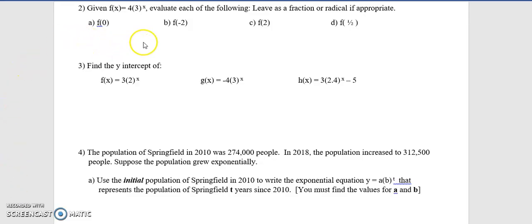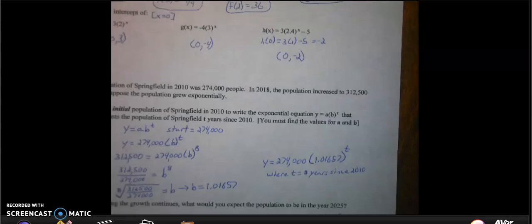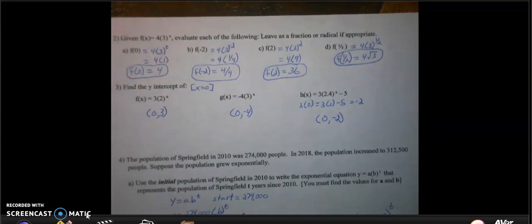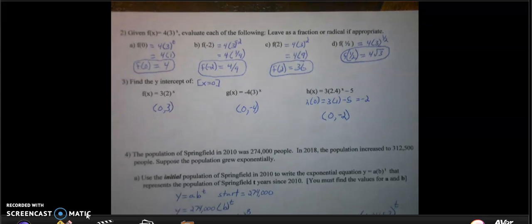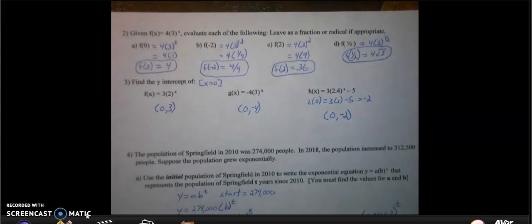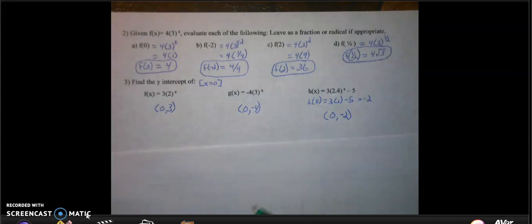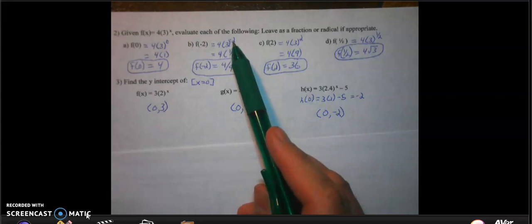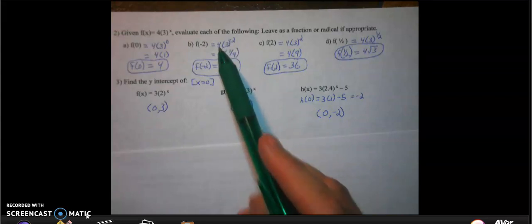The next two questions are very straightforward, just doing some evaluations. So I suggest you pause the video and try those, and I'll show you the answers. Okay, so there's the solutions. And what I want to point out is order of operations. Make sure that you do the exponent first, and then multiply by 4 in this case.